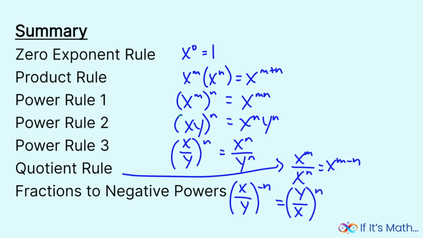Power rule 2, if you have two numbers multiplied together raised to an exponent, so xy to the n, you can split it apart and do x to the n times y to the n. That's how you end up there. That power rule 3, dealing with fractions, tells you if you have a whole fraction raised to an exponent, you can just kind of distribute that n is the way to think about it. So x to the n over y to the n. Quotient rule is that two exponents divided means you're going to subtract to get the final exponent. And if you raise a fraction to a negative power, you flip over the fraction and make it the positive of that power.